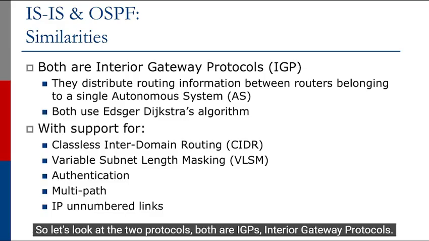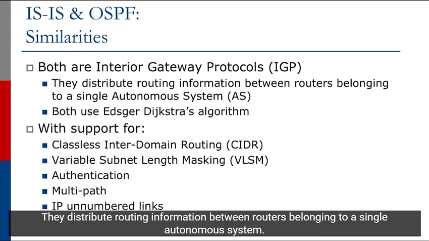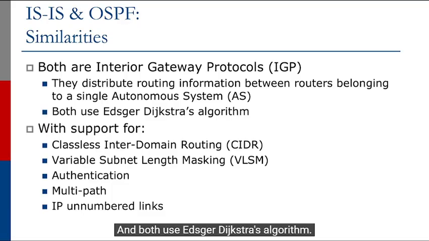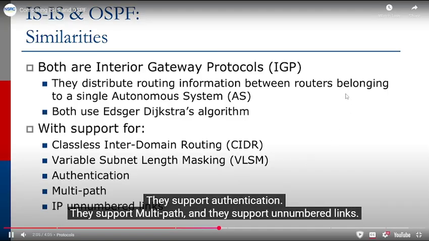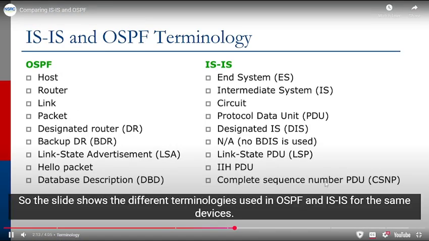So let's look at the two protocols. Both are IGPs, Interior Gateway Protocols. They distribute routing information between routers belonging to a single autonomous system, and both use Edgar Dijkstra's algorithm. They support classless interdomain routing, variable subnet length masking, authentication, multipath, and unnumbered links.